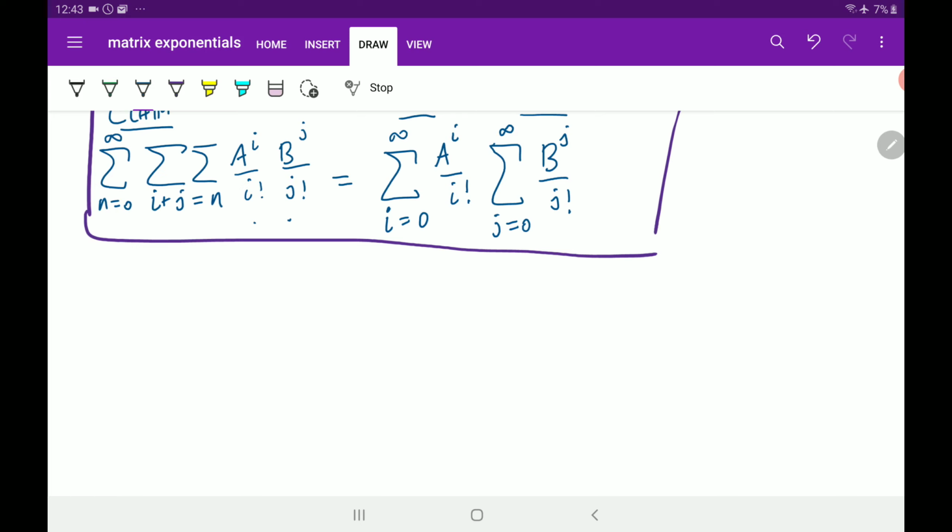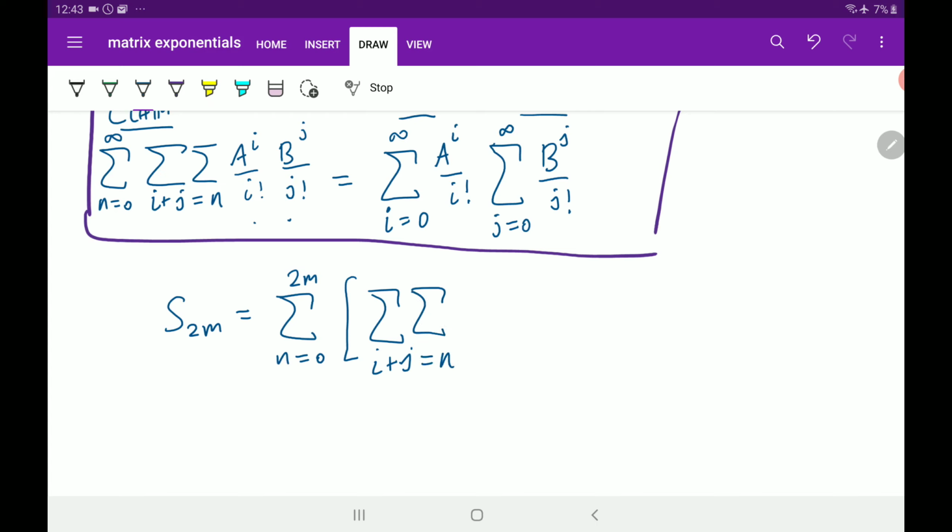Now what we do is we define the partial sums given by the sum from n is equal to 0 to 2m of this. And since these guys converge, you can go to infinity in any way you want, essentially. We could have taken S of 3m, we could have taken anything we wanted, really. Okay? So let's look at this.